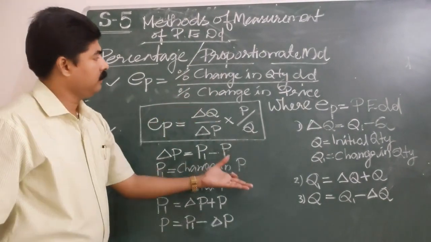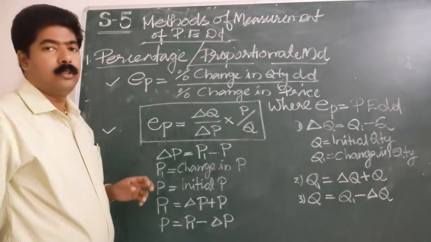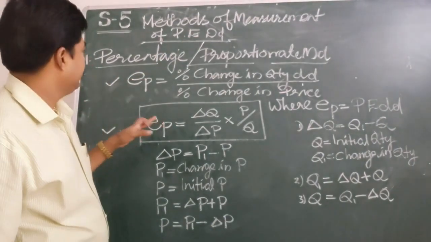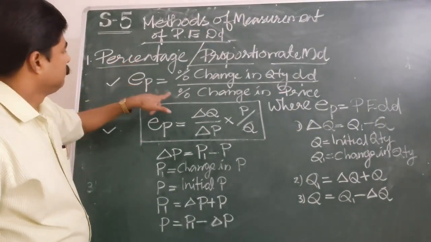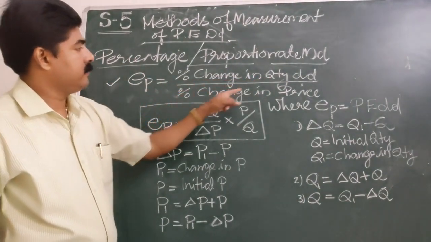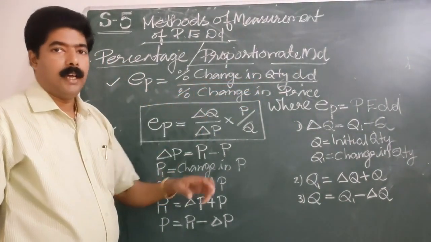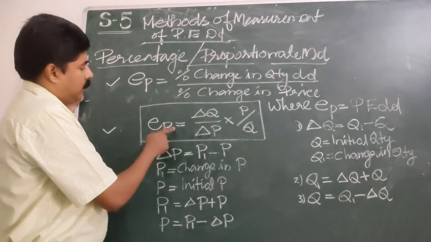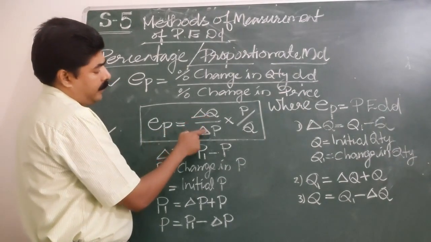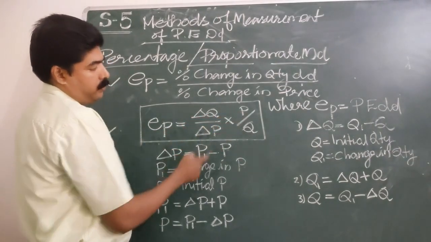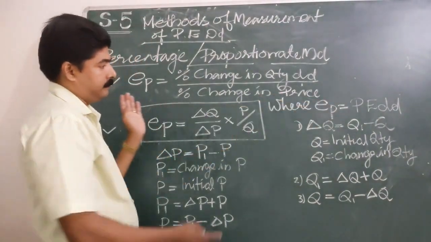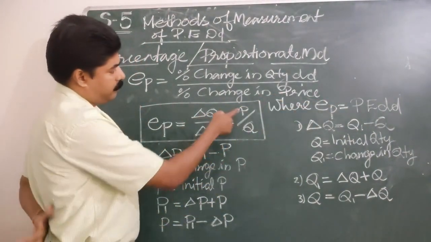Okay, have you noted down? So we have two formulas to measure price elasticity of demand. One is percentage change in quantity demanded divided by percentage change in price. Another formula: price elasticity of demand is equal to delta Q by delta P into P by Q. Here we need delta Q, delta P, P and Q.